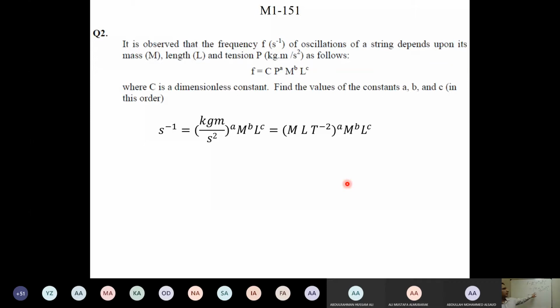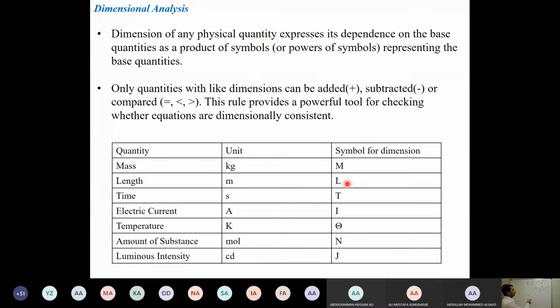Now, in the next step, what I want to do is that you have kilogram, you have meter, and you have seconds. Just replace them by their corresponding symbols. So you see that the kilogram, I can replace this by M. Meter, I can replace this by L. And second, I can replace this by T. And the power of the entire section is again A. B and L, C. So from now, you can easily see where I'm heading.